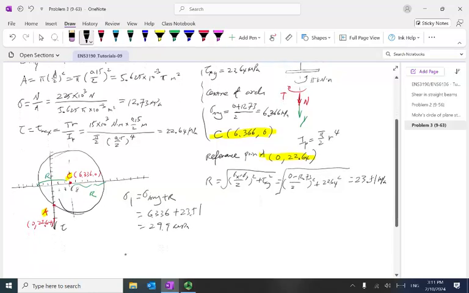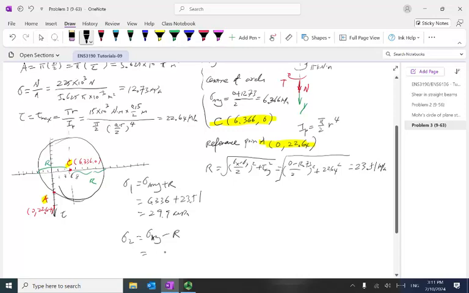Sigma 2, you can see here, is from sigma average minus R. So you can see from here is 6.336 minus 23.51. So roughly negative 17.1 megapascal. Okay? So tau maxima in plane will be equal to R. So equal to 23.51 megapascal. So other thing, the angles, you should work by yourself.